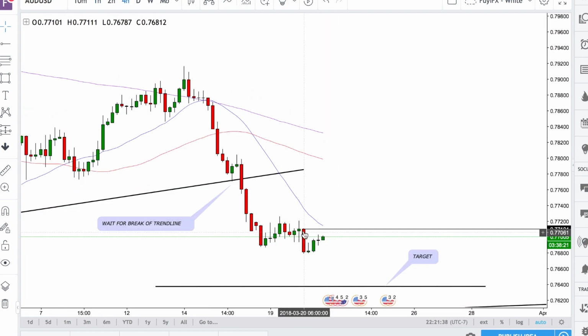If price tests the top of that bar along with the 20 MA, I may look to short that for a potential, let's see here, 69 pip move. Not much, but we'll see. I may just leave it alone. I think I've missed most of the action on Aussie dollar already. Let's move on to pound Aussie.